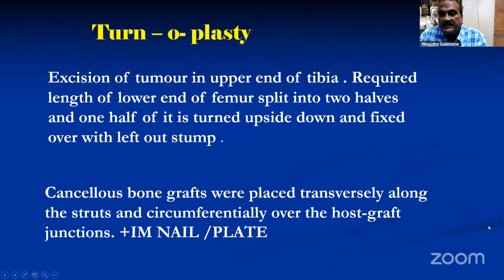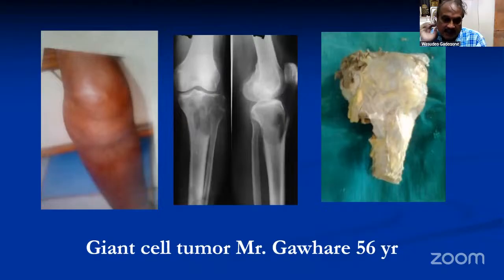So turnoplasty, excision of the tumor in the upper end of the tibia, required length of the lower end of the femur split into 2 halves, and one half of it turned upside down and fixed over the left out stump. Cancellous bone graft were placed transversely along the struts and circumferentially over the host junction. IM nail or plate, and this is an example.